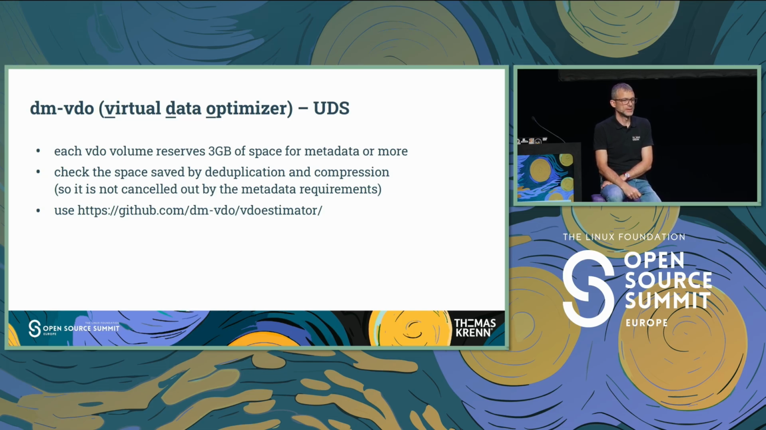For this, the VDO volume reserves at least 3 GB of space for metadata or more. So you really have to check the space saved by deduplication and compression so that it is not canceled out by your metadata requirements. And for that, there is also a tool provided, the VDO estimator, where you can put in your numbers and see, okay, will I get an advantage out of here or not?